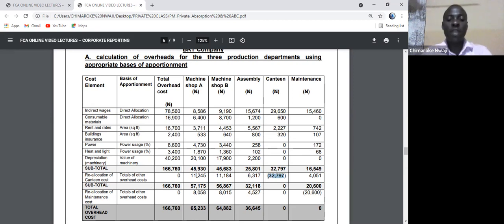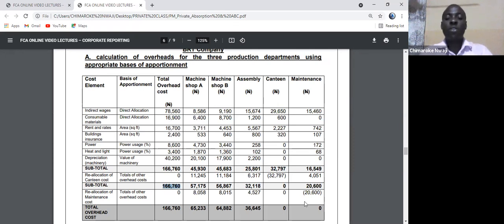So when you recalculate again, your machine A has increased from 45,000 to 57,000. Machine B has increased slightly. Assembly has increased. Now, canteen has gone to 0. And maintenance has increased from 16,000 to 20,000. But your total department remains the same because the cost has been incurred in total terms. But you have just changed the canteen department. They have removed it and they have taken it to other departments.